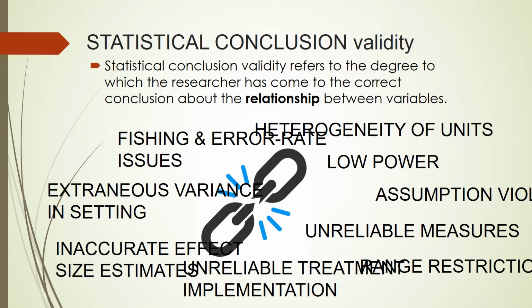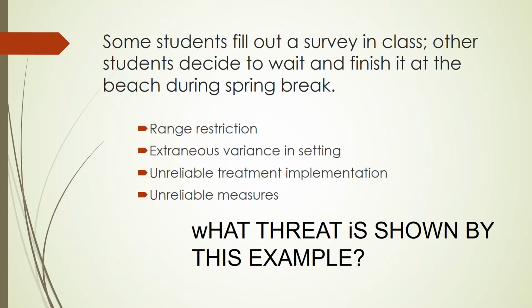So our first example: some students fill out a survey in class. Other students decide to wait and finish it at the beach during spring break. So is this range restriction, extraneous variance in setting, unreliable treatment implementation, or unreliable measures? So what threat is being shown by this example?